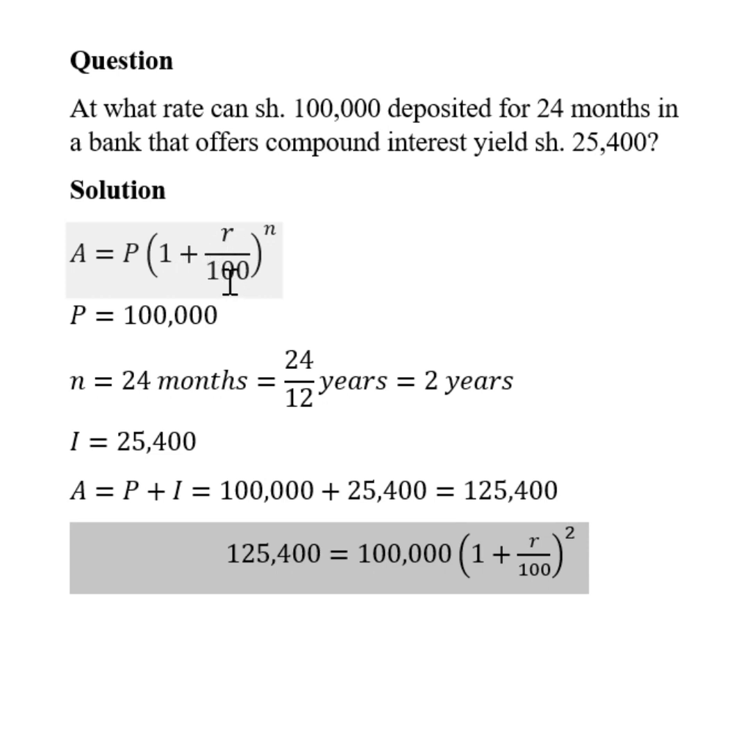into 1 plus r over 100. R is the one we are looking for, over 100 raised to power n. N is the duration in years. That is 2 years.